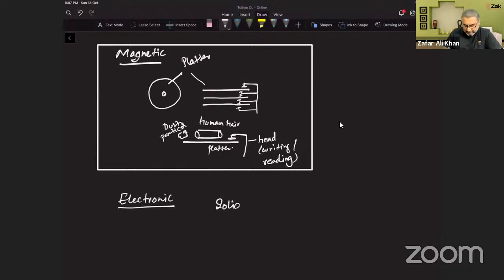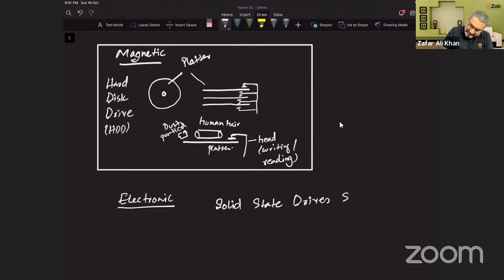Solid state drives. Now, what is SSD, solid state? Why do we call it solid state? Because this magnetic hard disk drive, this is hard disk drive, HDD. This is solid state drive, SSD.